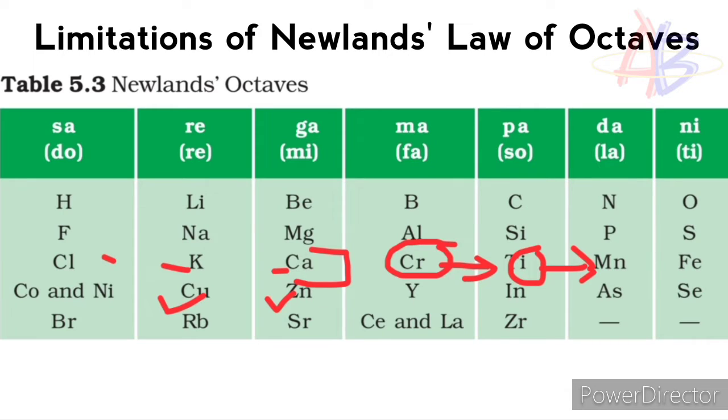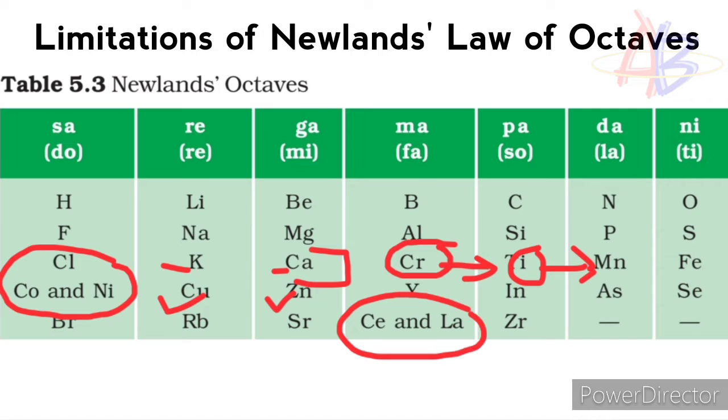In present times, there are 118 elements known. Definitely, they would not fit into the law of octaves. In order to fit elements, Newlands also adjusted two elements into the same slot, like cobalt and nickel, cerium and lanthanum. Even unlike elements were placed under the same note.